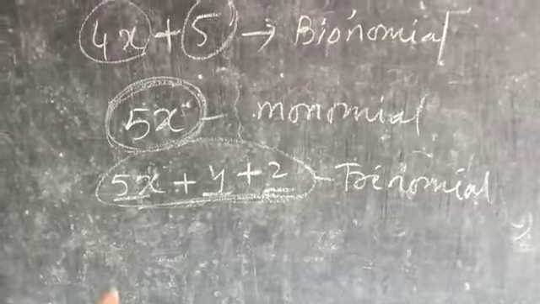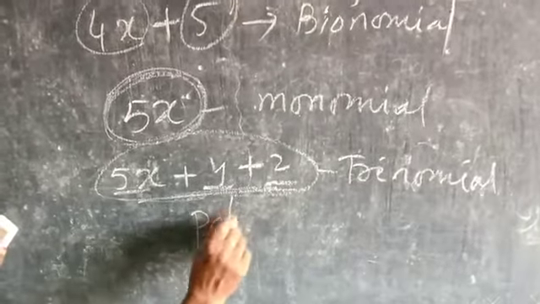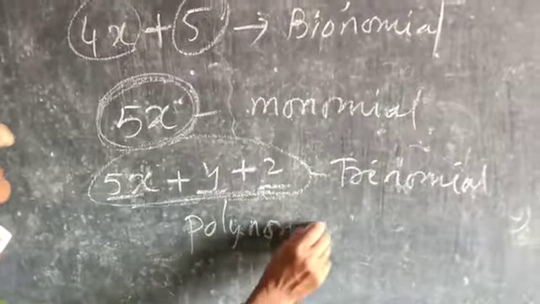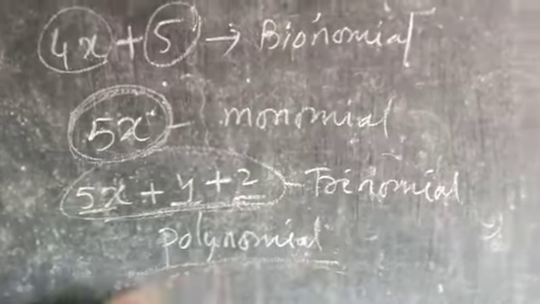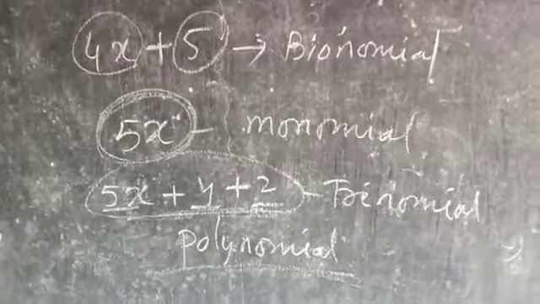If an expression has one or more terms, that is called a polynomial. Do you understand now? These are monomial, binomial, trinomial and polynomials.